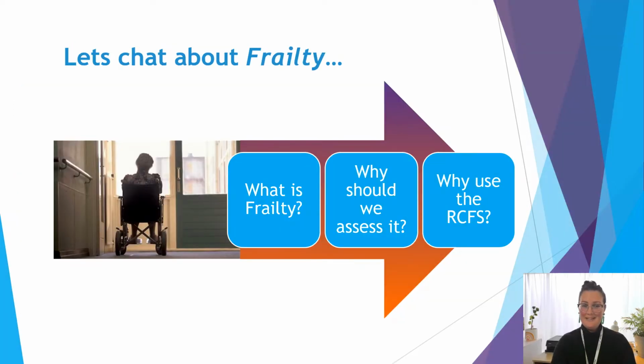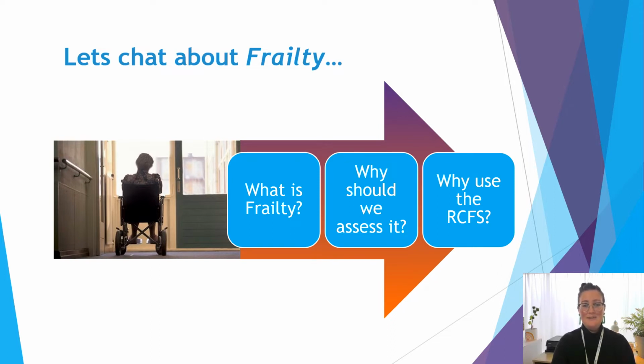So let's talk about frailty. What is it? Why do we assess it? And why did we use the Rockwood Clinical Frailty Scale? Well, frailty is a state of increased vulnerability to stresses due to age-related or often disease-related deficits that accumulate across multiple domains. Frailty is a state of increased risk and vulnerability, and like the risk of dying, frailty tends to increase with age. So when we understand frailty, we're better able to meet the needs of our residents who live with it and monitor them for changes.